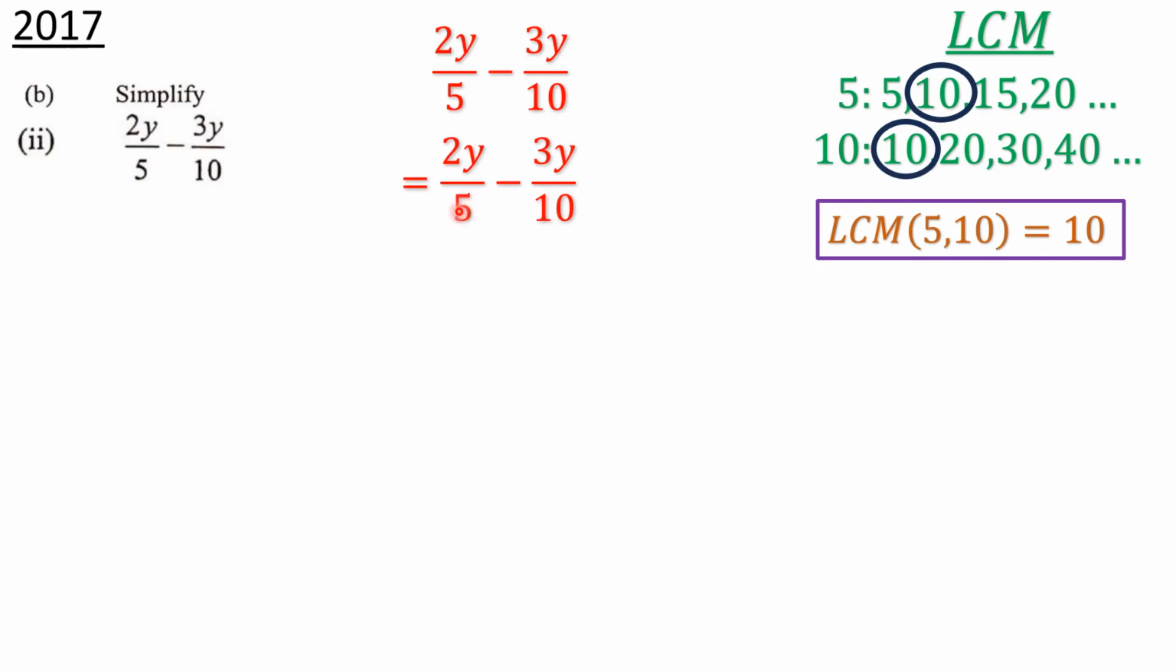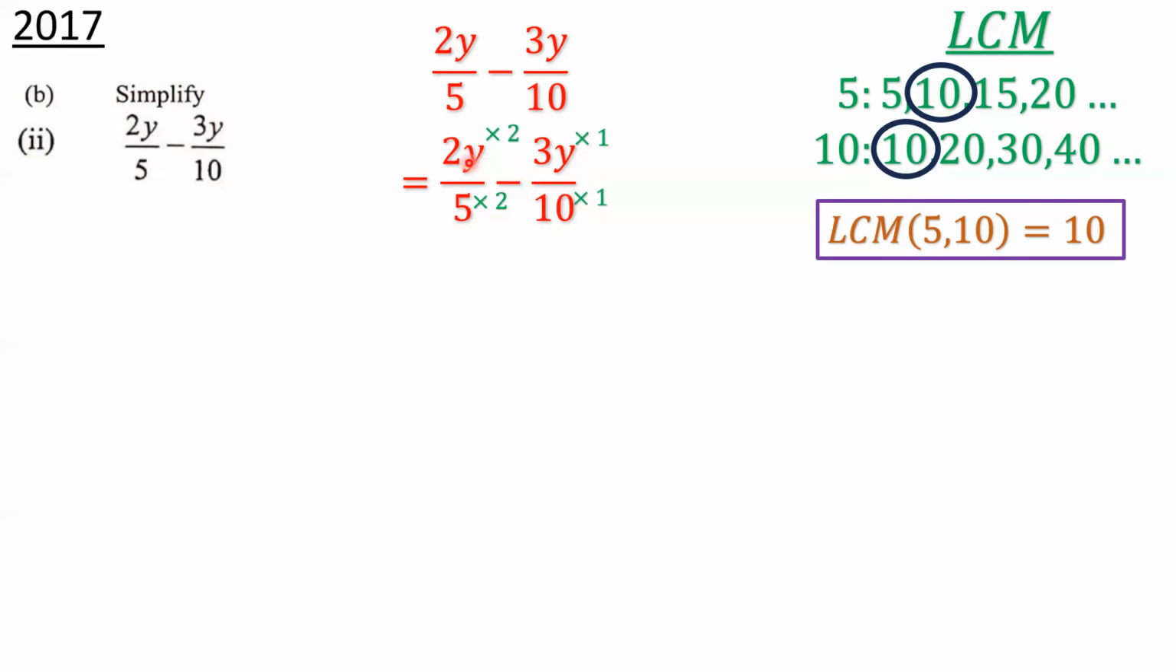So first, let's see with the 5. What times 5 gives us 10? Well, 5 times 2 is 10. So we multiply the numerator by 2 and we multiply the denominator by 2. And for this one, we say, okay, what times 10 gives us 10? Well, 10 times 1 is 10. So we multiply the numerator by 1. We multiply the denominator by 1.